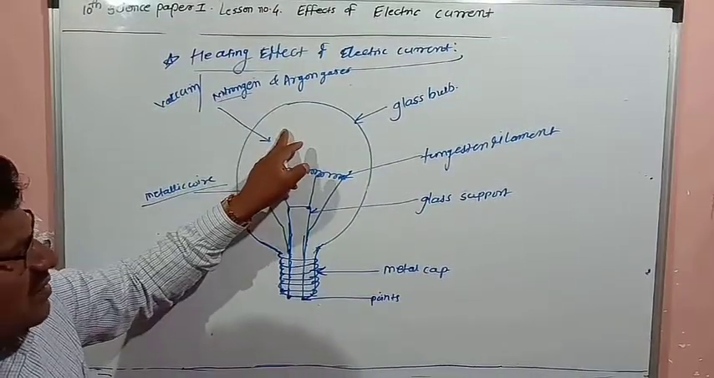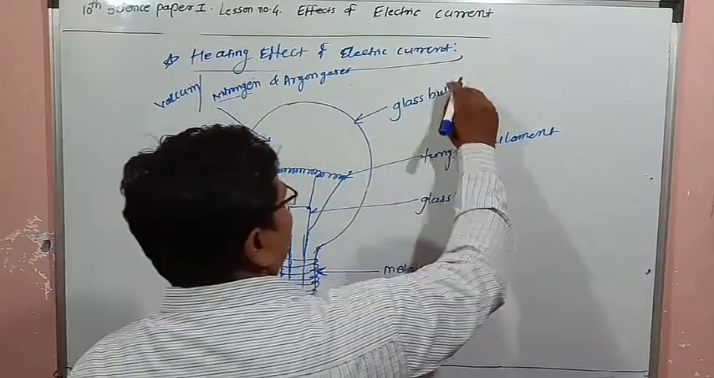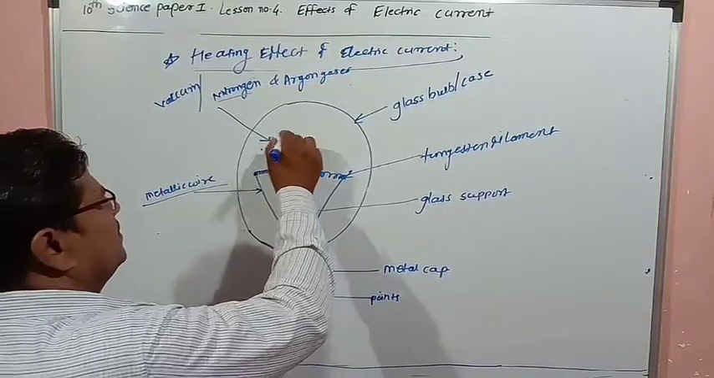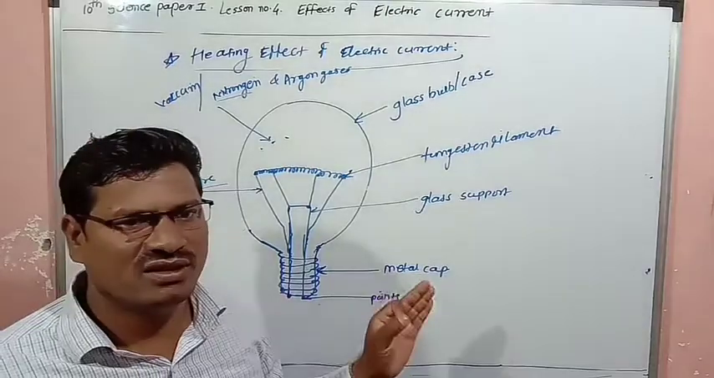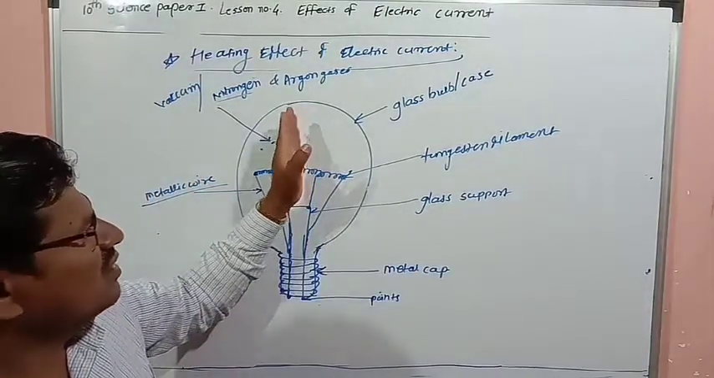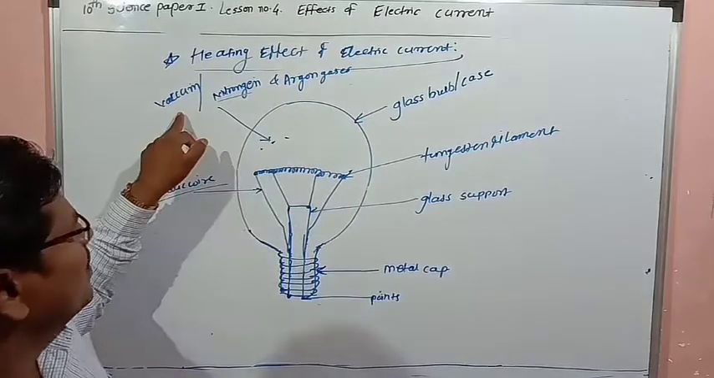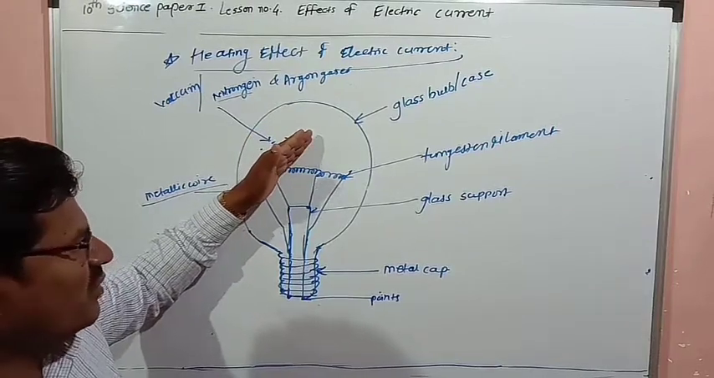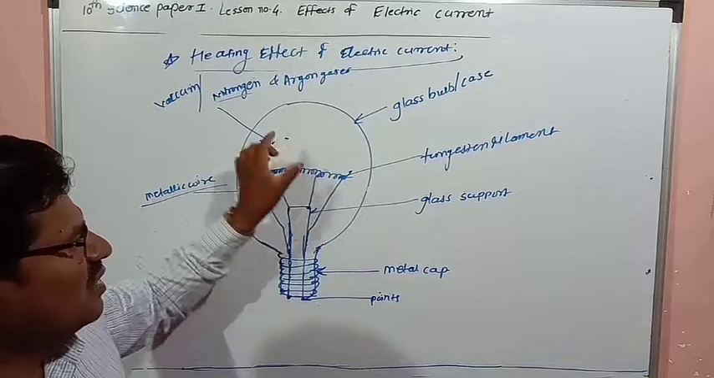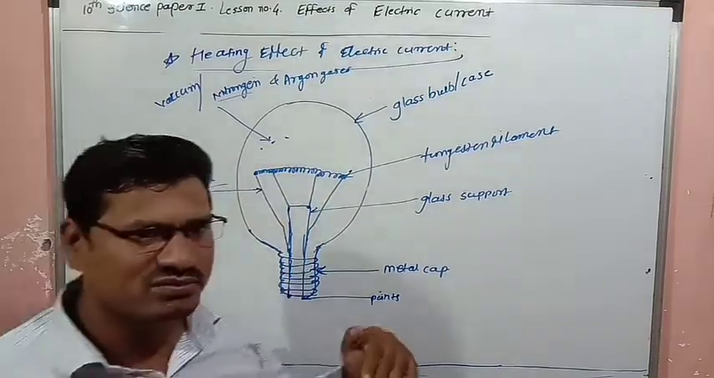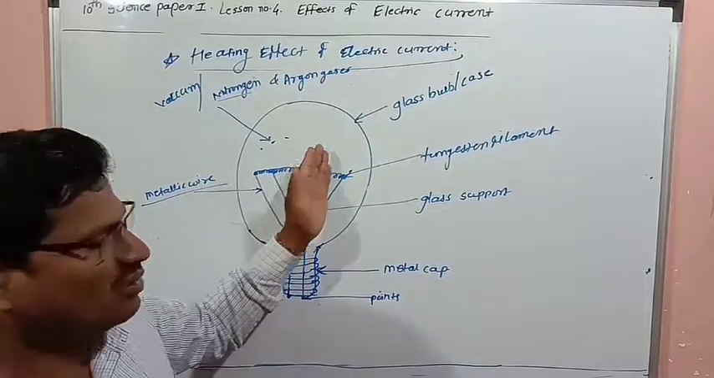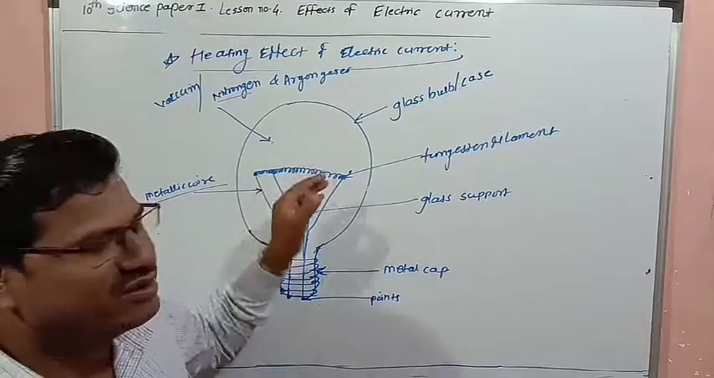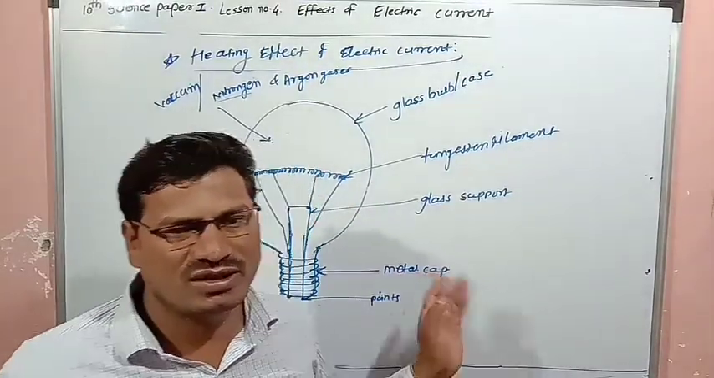And the glass bulb, you can also say glass cage. So in this, gases are taken, nitrogen and argon gases. If you take a vacuum also, it is fine. So it does not allow chemical reaction, and the filament will not get burnt. If it comes in contact with oxygen, then it will break. So an inert atmosphere is maintained inside the bulb or glass cage.